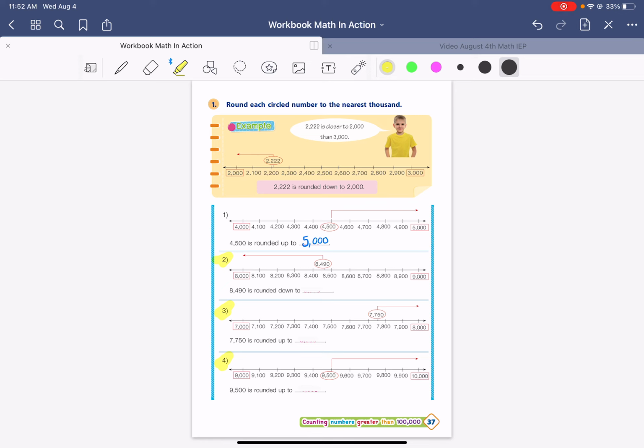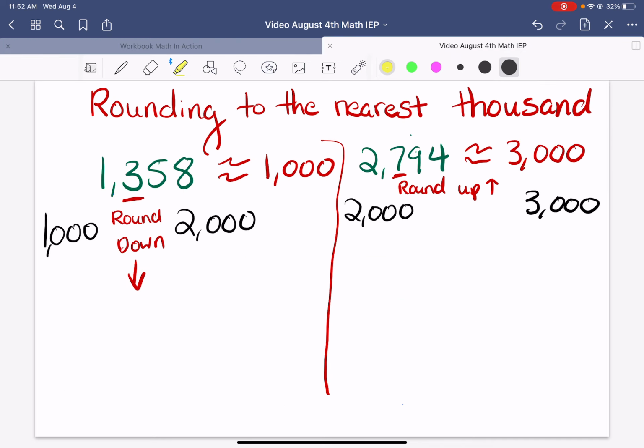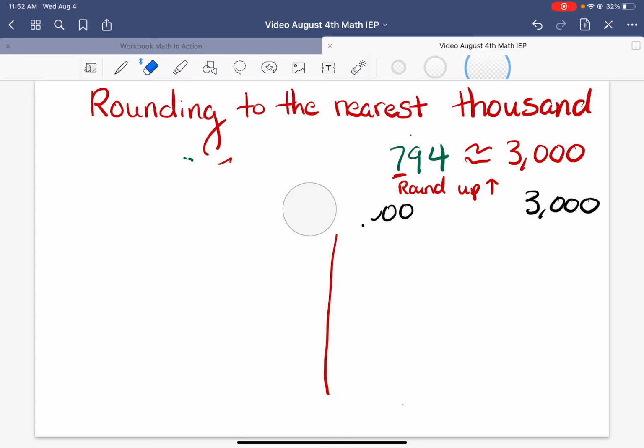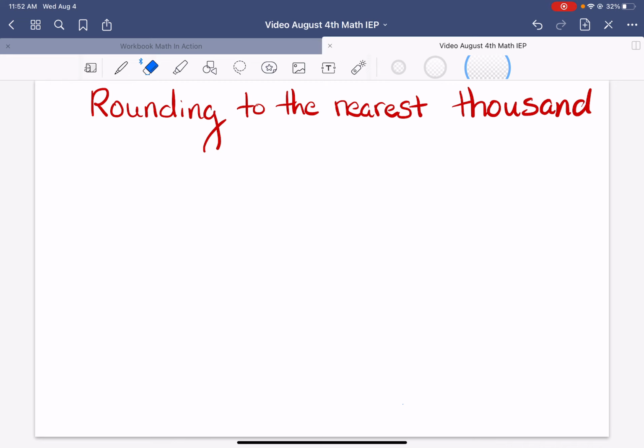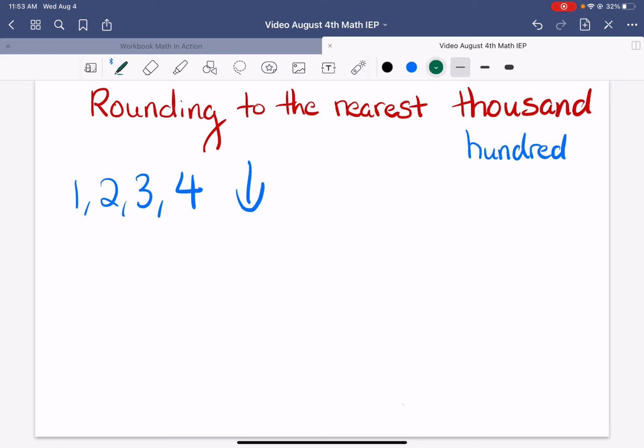All right, that's good. So we learned how to round to the nearest hundred and thousands today. Make sure you remember the rule. Make sure you pay attention to what it says. Does it say 1,000 or does it say 100? Make sure you read 1,000 or 100. Those are 2 different ways to round. All right, so remember 1, 2, 3, 4, we're going to go down. 5, 6, 7, 8, and 9, we're going to go up.